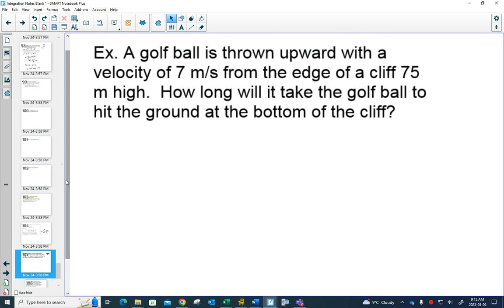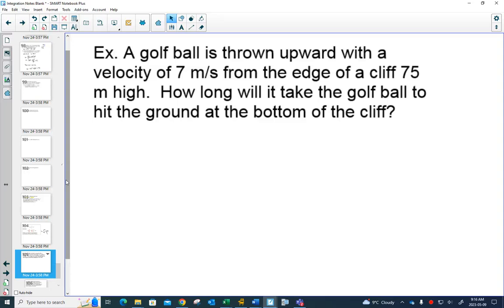So these last 2 questions, they don't necessarily deal with distance per se. These last 2 questions are just, how do we use calculus to do our physics questions with very little information given? So here, a golf ball is thrown upwards with a velocity of 7 meters per second from the edge of a cliff 75 meters high. How long will it take the golf ball to hit the ground? So it feels like we haven't been given enough information.